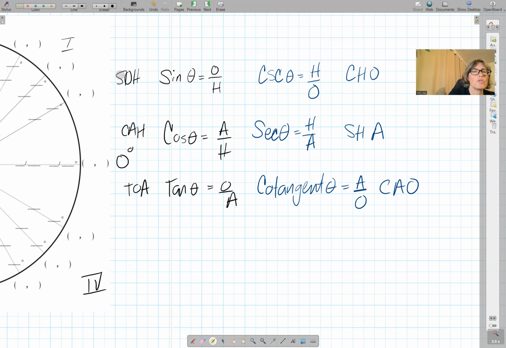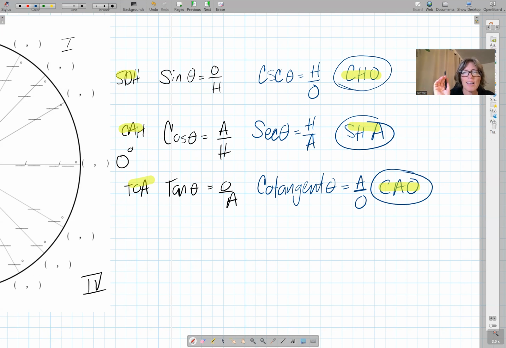So you have SOH CAH TOA and CHO-SHA-COW. CHO-SHA-COW reminds me of some Asian dessert or something like that. Whatever you can use to remember, be my guest. Come up with your own acronym, but you need to know those basic definitions.